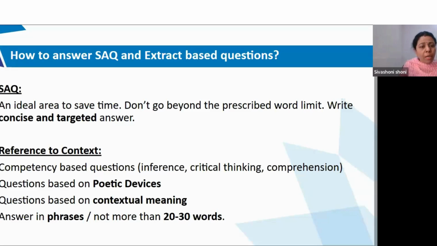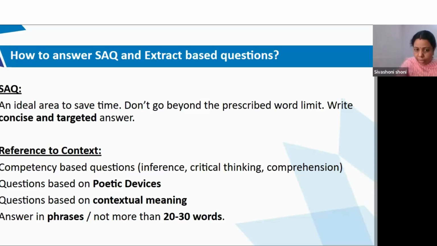Don't go beyond the lines, but see to it that it is concise and targeted. Look at the keyword of the question and answer as per that. Coming to the next question, you have extract based questions, right? Extract based questions.